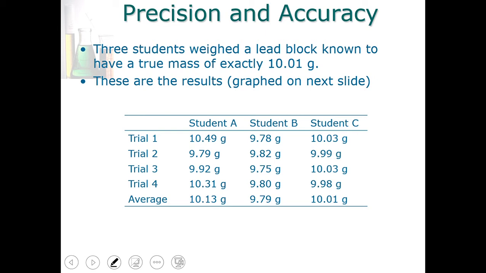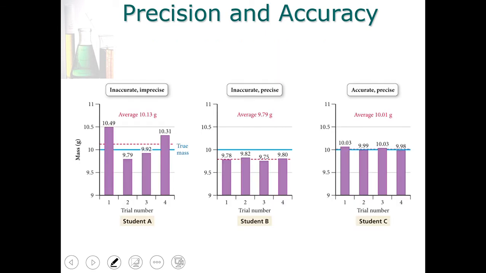Okay, the data in table form is kind of hard to visualize. So many times what we do is we use, for example in this case, a bar graph to represent the different students' measurements. Notice that for each student we have 4 trials, and for each trial we put a bar equivalent to the mass they measured. The blue line represents the true mass, which is supposed to be 10.01.